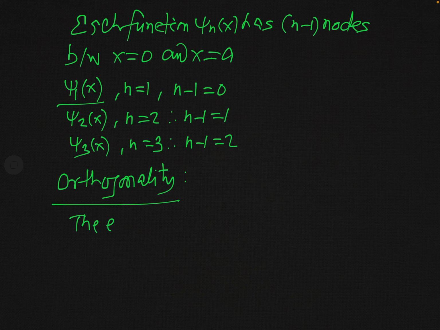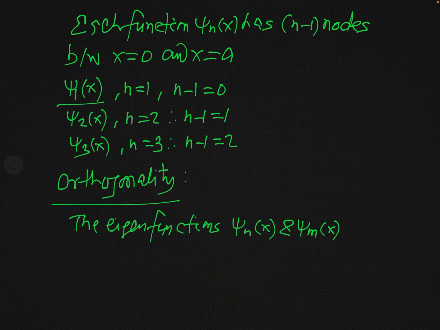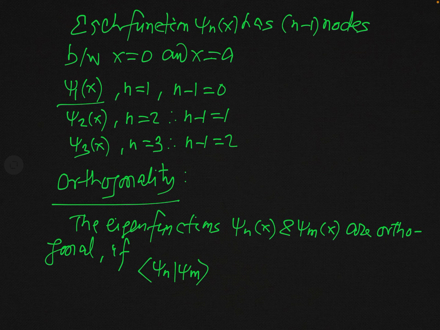So the eigenfunctions psi n of x and psi m of x are orthogonal if the scalar product of psi n and psi m, which is defined in this manner, integral from minus infinity to plus infinity, this is in fact all space, psi n star of x psi m of x dx, is equal to 0.